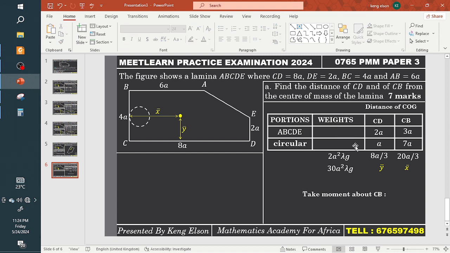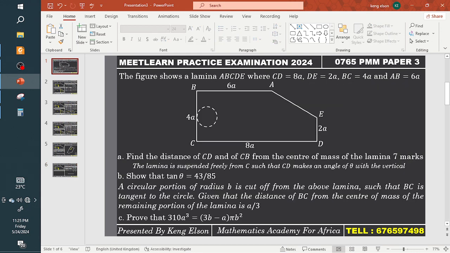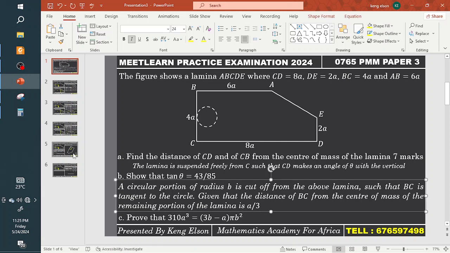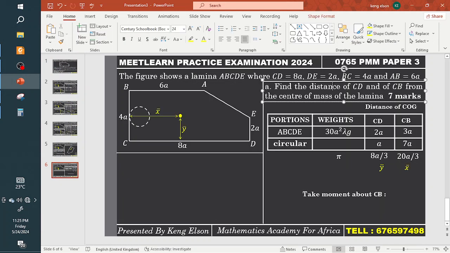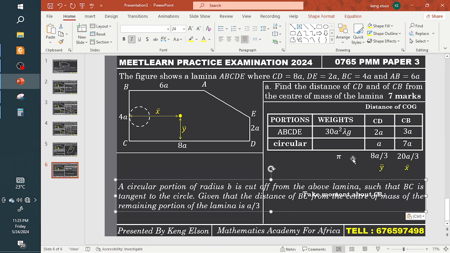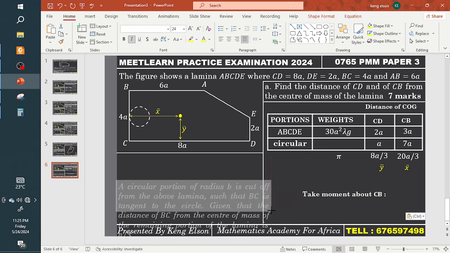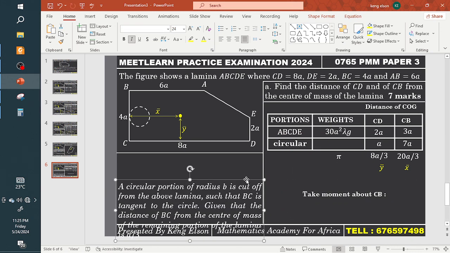We'll just delete. But this part will not be deleted because the weight of the whole lamina does not change. Now the weight of this circular part here is pi radius squared. Let's look for the radius. But let's just copy this question and paste it here.